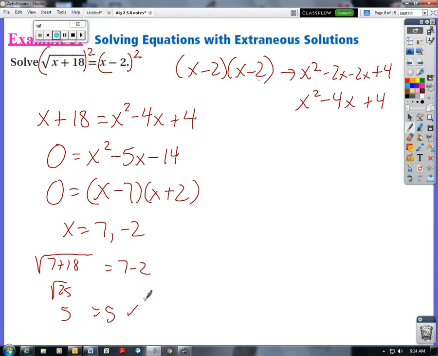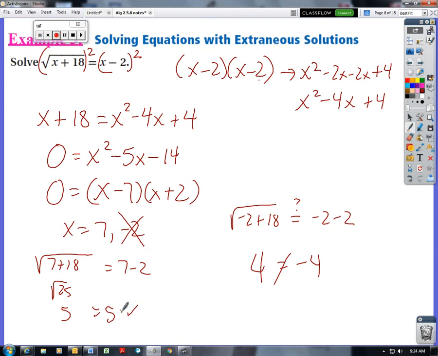Okay, negative 2. Square root of negative 2 plus 18. Does that equal negative 2 minus 2? Negative 2 plus 18 is 16. Square root of 16 is 4 equals negative 4. No, not true. So that means that negative 2 is an extraneous solution. It does not work.